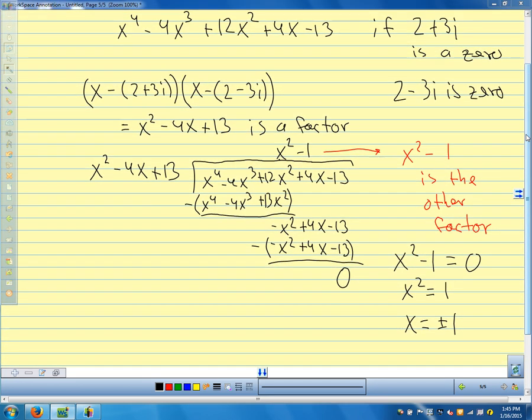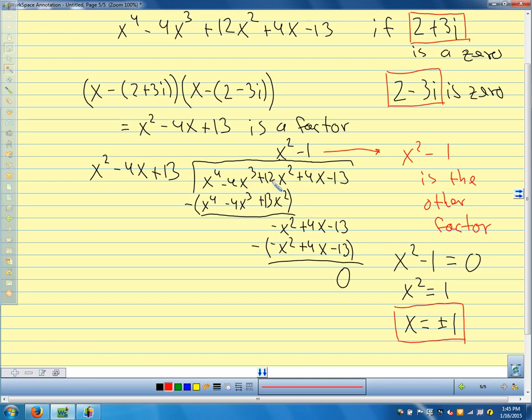So this one, they did turn out to be real, but if they had both turned out to be complex, this is the method we would have had to use to find them. So here are our zeros: 2 plus 3i, 2 minus 3i, and plus or minus 1. So this one we could have tested plus or minus 1 and seen that they were zeros. If it turned out that those were not zeros, that all four were complex, we would have had to do this.